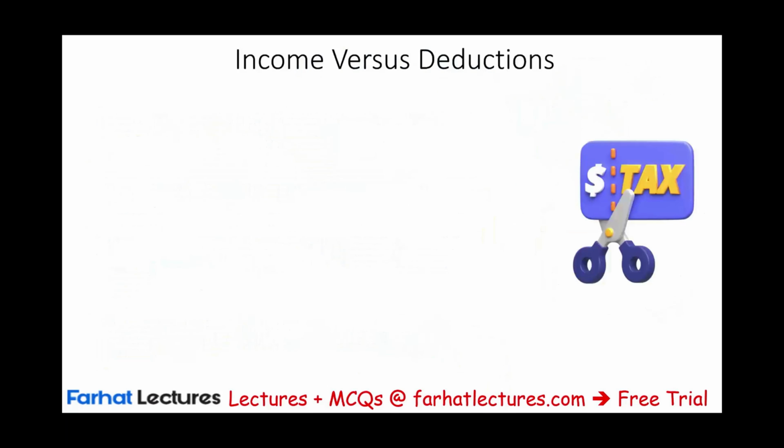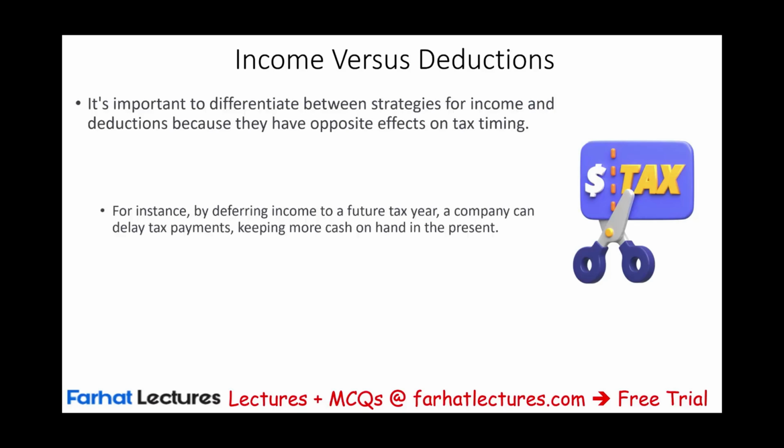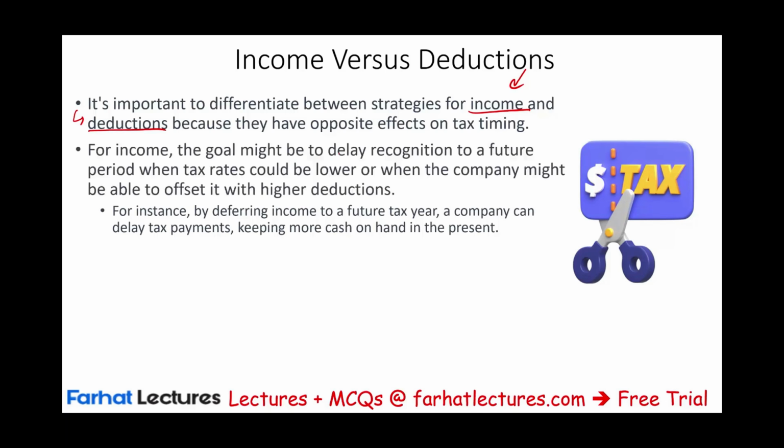So we have to understand the difference between income versus deduction. Okay, what does that mean? It's important to differentiate between strategies for income and deduction, because remember, for taxes, we have income that's taxable and we have deduction that's deductible. Now, they have the opposite effect on tax timing. For example, for income, the goal might be to delay recognition to a future period.